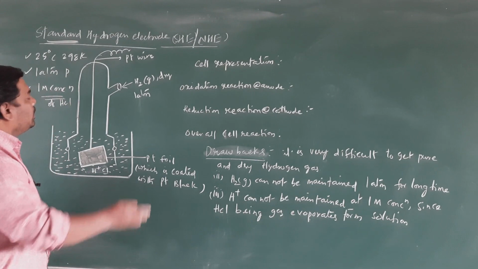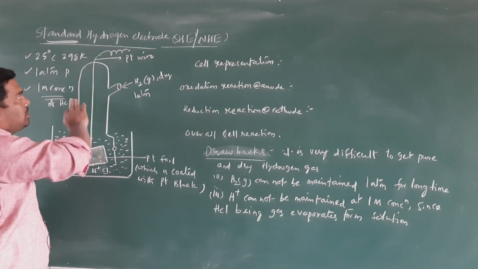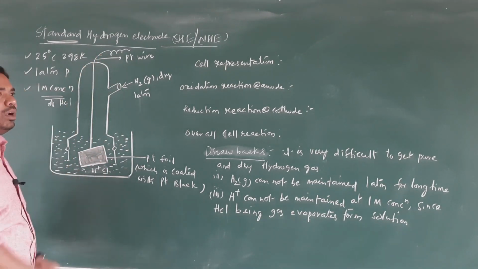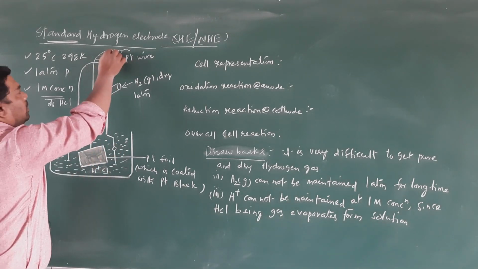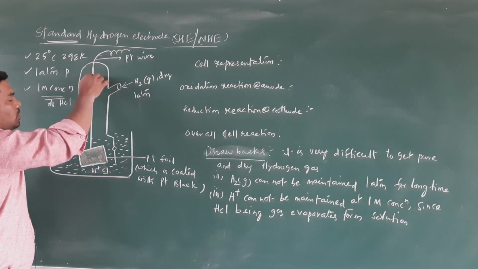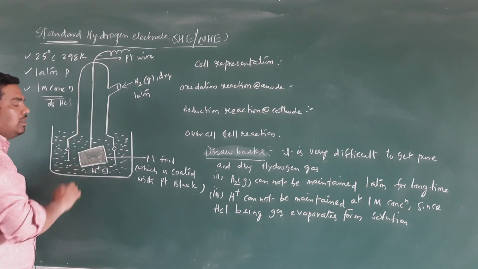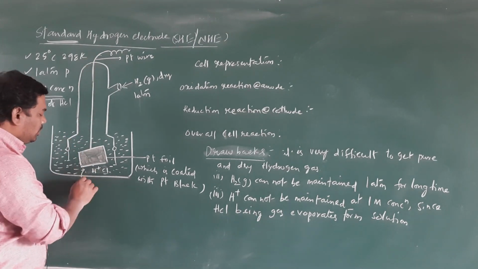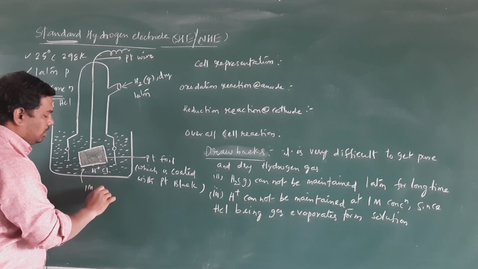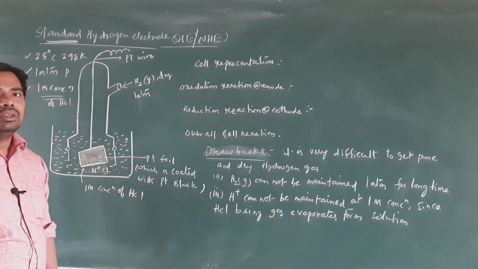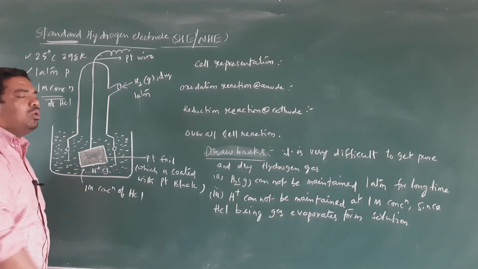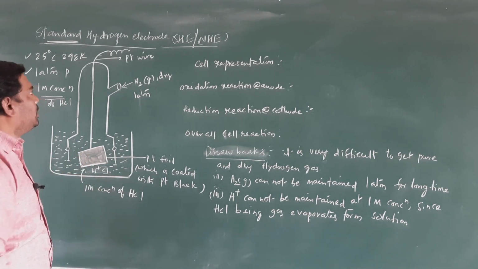Clear, students? Please see here. This is the setup of a standard hydrogen electrode. Here, this is a platinum wire, which is immersed in a solution of 1 molar concentration HCl.